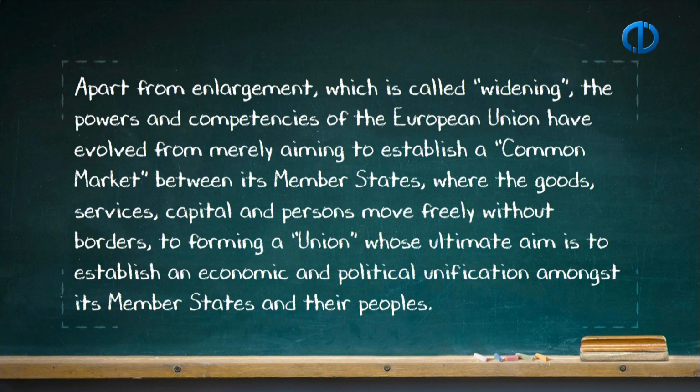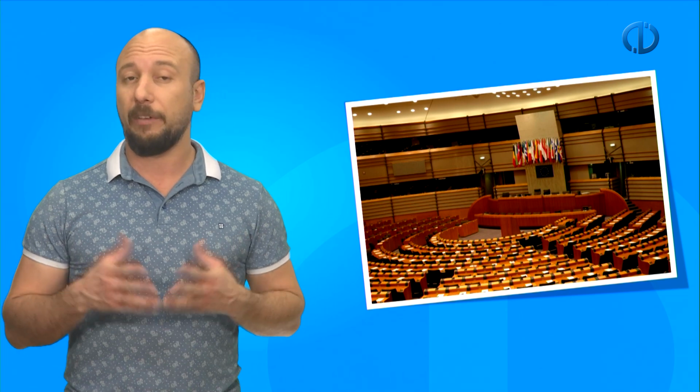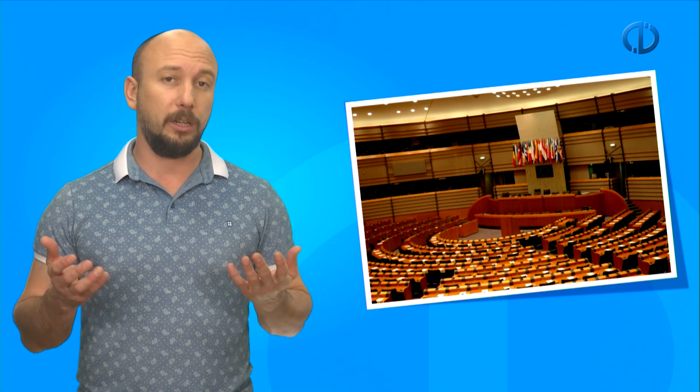Apart from enlargement, which is called widening, the powers and competencies of the European Union have evolved from merely aiming to establish a common market between its member states, where the goods, services, capital, and persons move freely without borders, to forming a union whose ultimate aim is to establish an economic and political unification amongst its member states and their peoples. The role of law and legal mechanisms and their interactions have been unprecedented and decisive in the creation of this so-called ever-closer union. Today, the legal order created by the European Union composes a significant portion of the political, social, and economic legislation of the member states, which have a profound effect on everyday lives of their citizens as well.